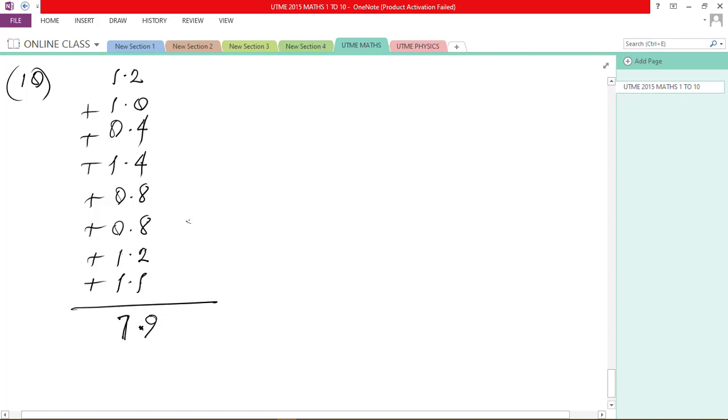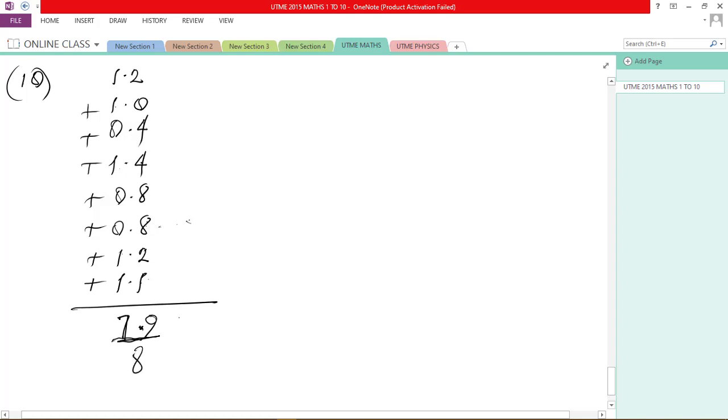2 plus 4 plus 4 is 10. 8 plus 2 is 10, making 20 plus 8 is 28. Plus 1 is 29. Write 9, 2 forward. All the 1s in front here are 1, 2, 3, 4, 5. So plus 2 is 7.9. How many numbers do we have? 1, 2, 3, 4, 5, 6, 7, 8. So we have 8 numbers here.